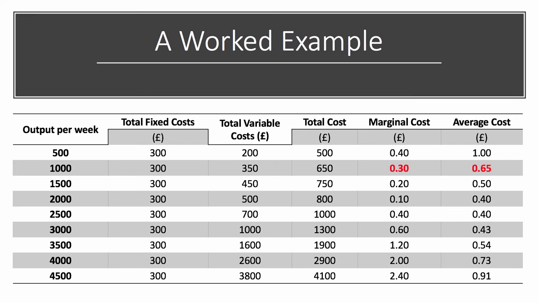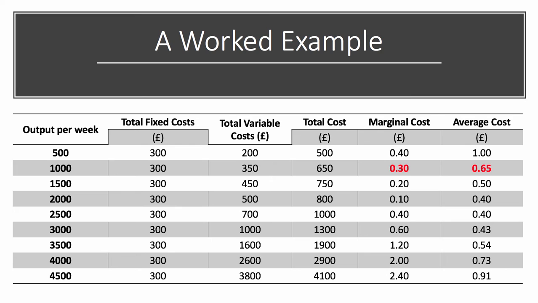So, for example, if we increase our output from 500 to 1,000, the marginal cost is only 30p. The previous average was £1 per loaf, but because the marginal is less than the average, then the average must fall, and it does fall quite sharply from £1 to 65p. That's helped by the fact that the fixed cost per unit must be falling as well.